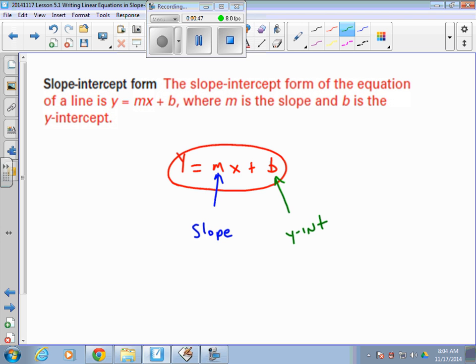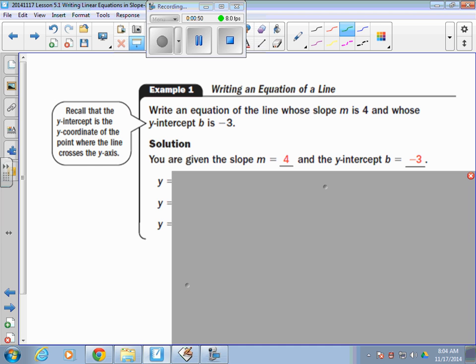We're going to leave everything else the same, and we're going to plug in m, and we're going to plug in b. First example says write an equation of a line whose slope is m and y-intercept b is -3. Notice on the left it says recall that y-intercept is the y-coordinate of the point where the line crosses the y-axis. What that means is when it's graphed, it's talking about this value right here that has an x and a y value.